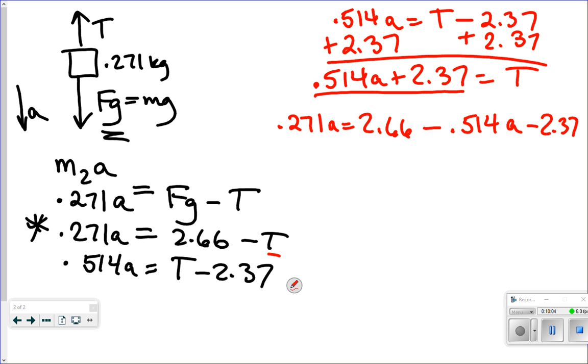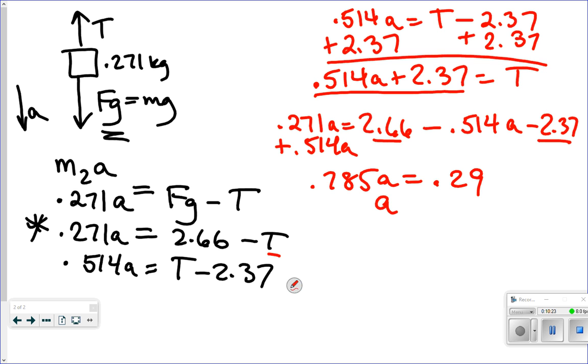Okay, I want the a's all by themselves, so I'm going to add 0.514a over here. And then I'm going to take these two and add them together on the right-hand side. Okay, so what I end up with is 0.785a equals 0.29, and then I can solve for a. And my a works out to be about 3.369 meters per second squared. Okay, so there we go. That's the acceleration of the system.